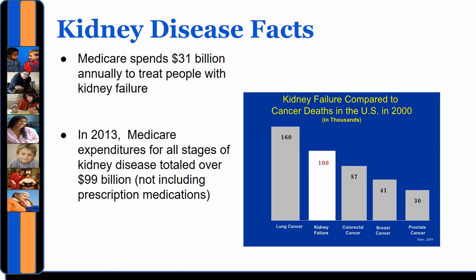Medicare spends $31 billion annually to treat people with kidney failure. In 2013, Medicare expenditures for all stages of kidney disease totaled over $99 billion, not including prescription medications. Men with kidney disease are more likely than women to progress to kidney failure. African Americans, Hispanics, and American Indians are at a higher risk for developing kidney failure, and this risk is because of higher rates of diabetes and high blood pressure in these populations.